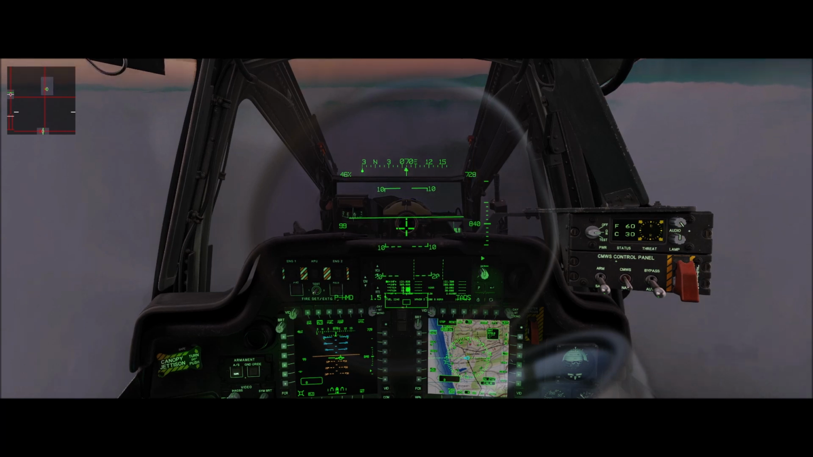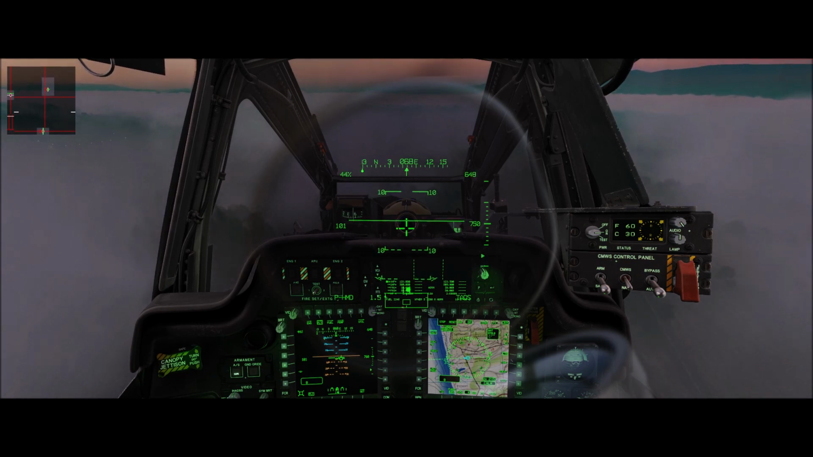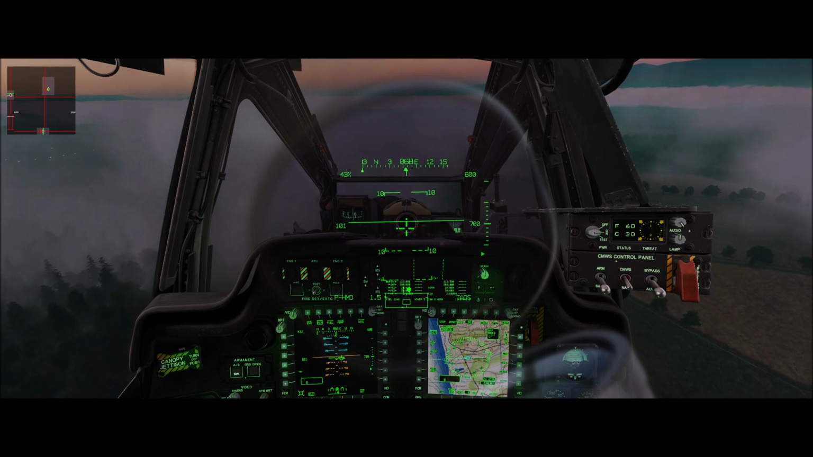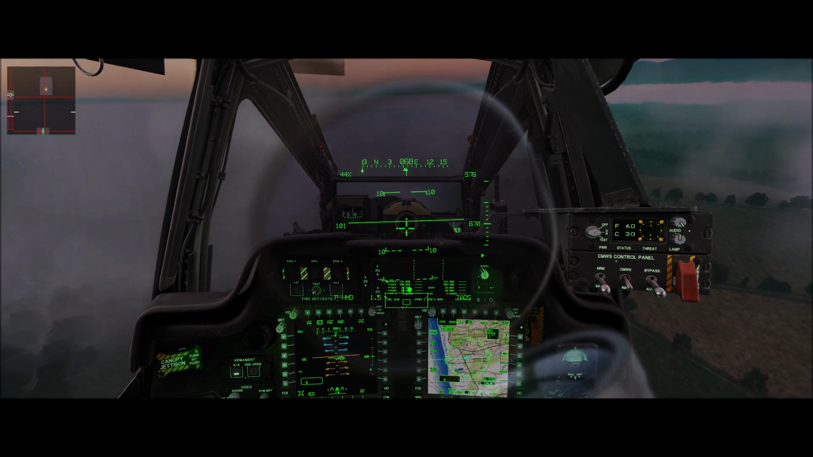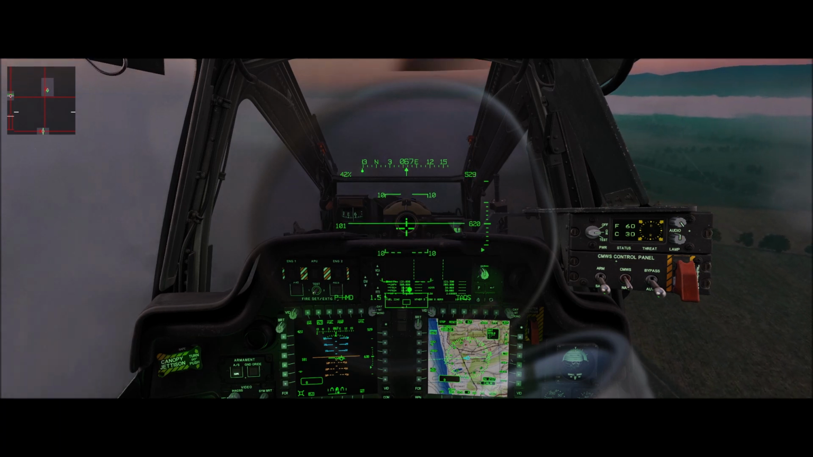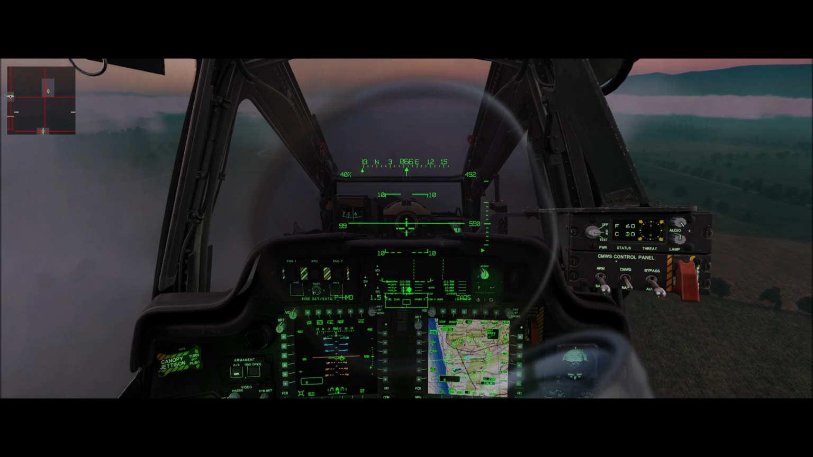You want to get down kind of fast because we're trying to get down to our MDA, or our minimum descent altitude. So we want to get down and level off. We want to get down to 500 feet and level off. Tracking our ADF outbound 070. And now what we're doing is we're looking for the airport.